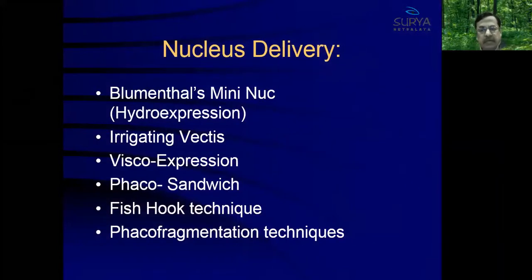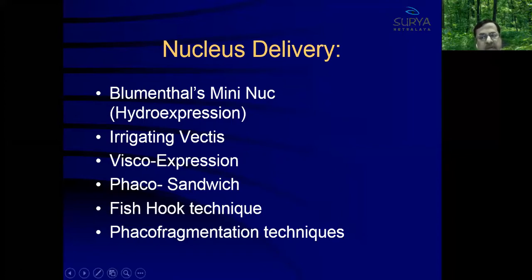Now, as far as the nuclear delivery out of the scleral tunnel is concerned, there are various techniques. I'll be elaborating on some of the common techniques. The most popular technique is Blumenthal's mini nucleus technique. This is the hydro expression of the nucleus. You can take out the nucleus by using a Vectis, which sends fluid into the antechamber. That is called the irrigating Vectis technique. You can do visco expression with methyl cellulose. You can inject the visco into the antechamber, and that will push the nucleus out.